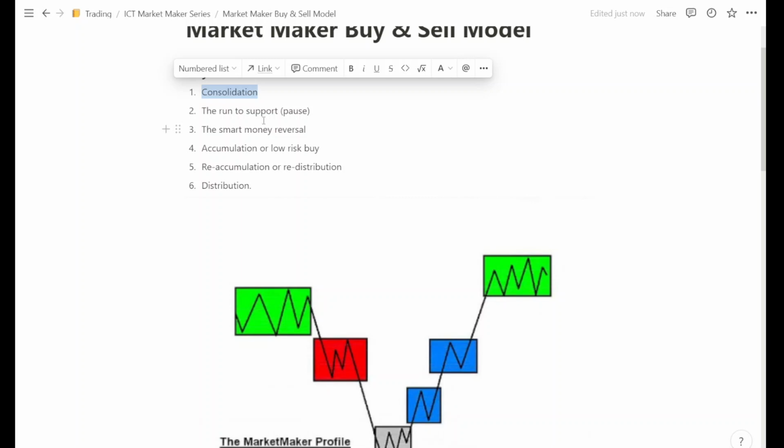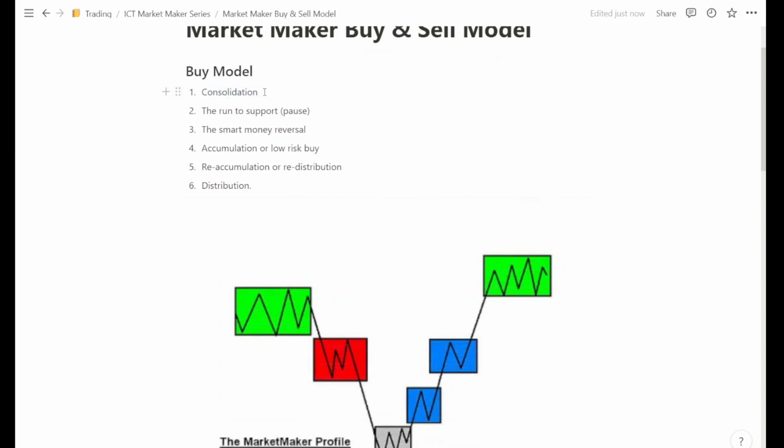Now, the way that I tend to know when a market maker sell or buy model is beginning to play out, or the way I anticipate it, is when that initial consolidation happens just before an important key price level, and then price runs away from it without getting to that price level. Maybe price front runs a level. This is generally what I use to know when a model is playing out. And I'm going to show you a lot of examples on the chart.